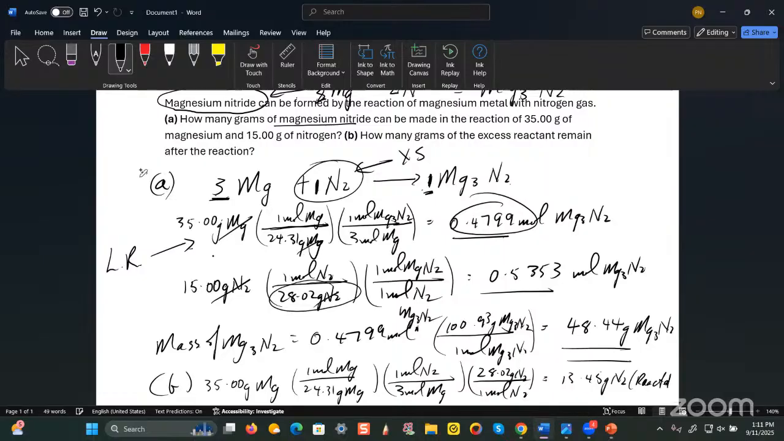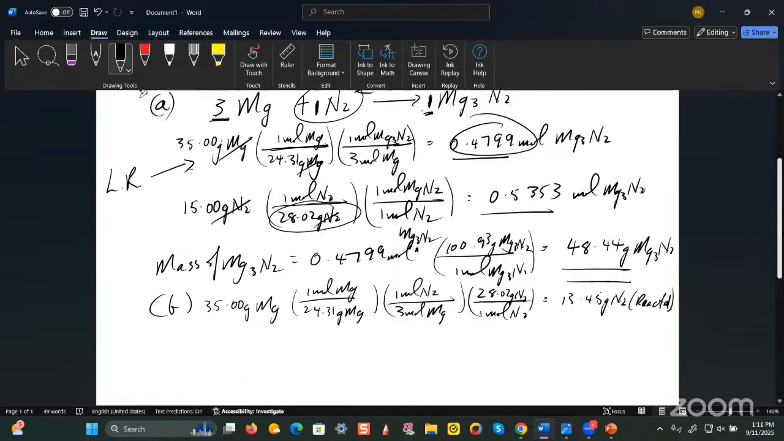What the question is asking for is the mass of the nitrogen that remains, right? So how do we find the mass of the nitrogen that remains? Anybody? So mass of N2 remaining, that's what we're trying to find. How do we find the mass of nitrogen remaining? This is the amount that reacted. Anybody?